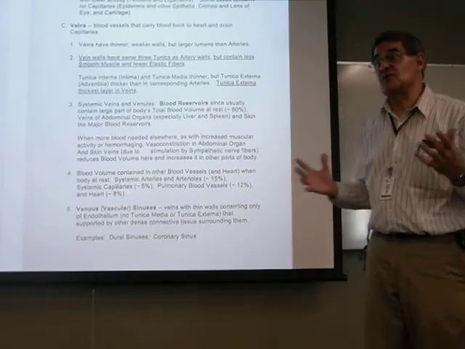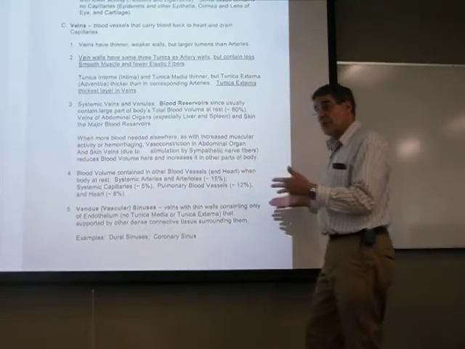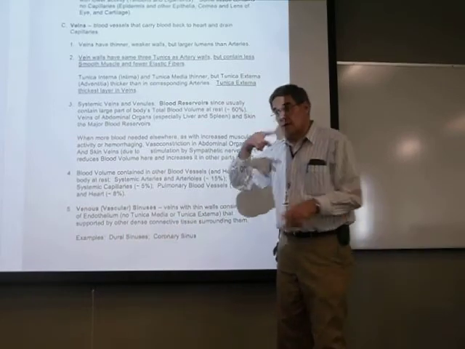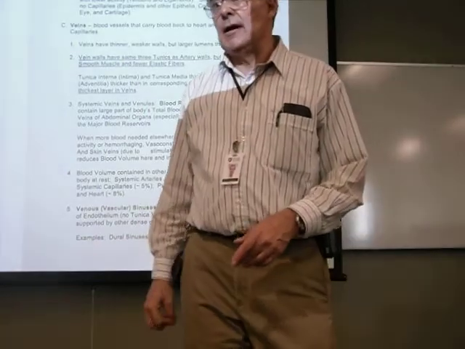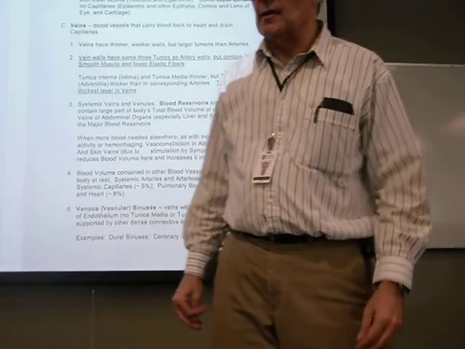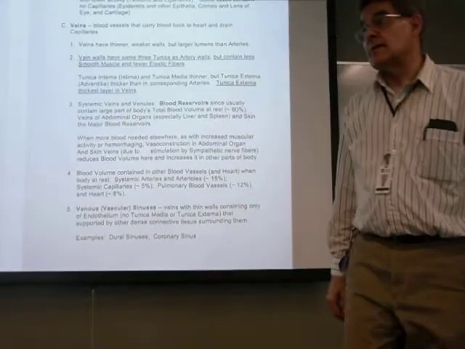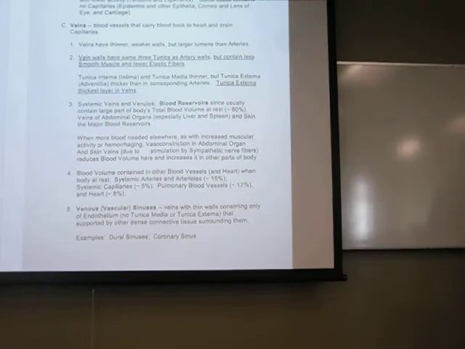Okay, so those are specialized veins. The dural sinuses in the dura around the brain, and also this major collecting vein, the coronary sinus or atrioventricular sinus of the heart, which picks up or drains blood from the cardiac veins and takes it into the right atrium. Any questions on this?